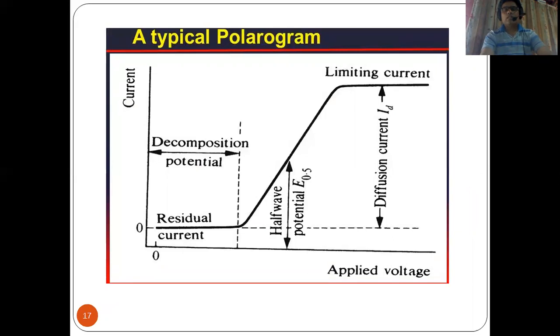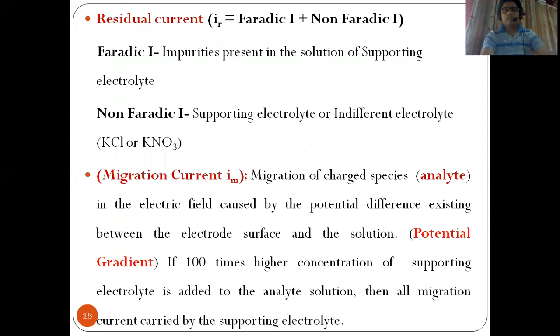So again, a typical polarogram consists of residual current, diffusion current, and limiting current. So again, we will discuss in detail. Residual current consists of Faradaic and non-Faradaic current. So Faradaic current is due to the impurities present in the solution or supporting electrolyte, and non-Faradaic current is due to the supporting electrolyte or indifferent electrolyte like KCl or KNO3. So both contribute to the residual current.